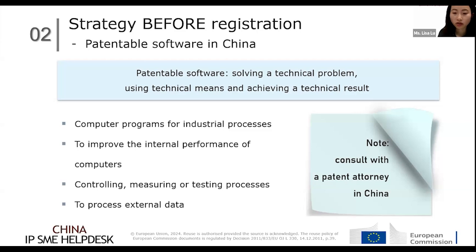However, patenting software is complicated, and you definitely need a patent attorney who understands Chinese law and who has experience dealing with similar cases in China.